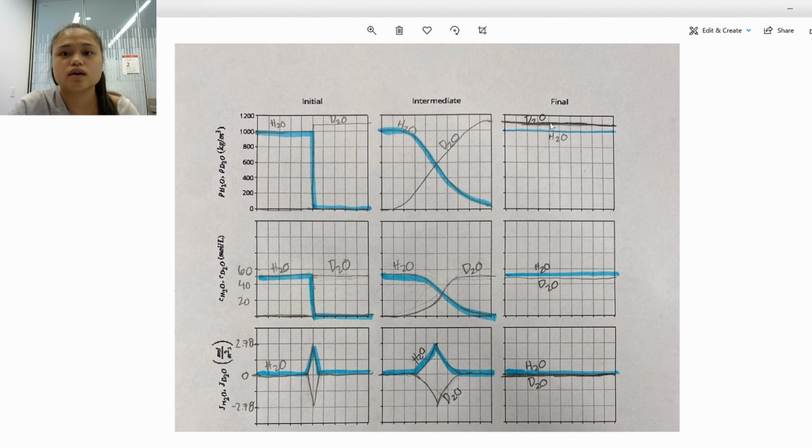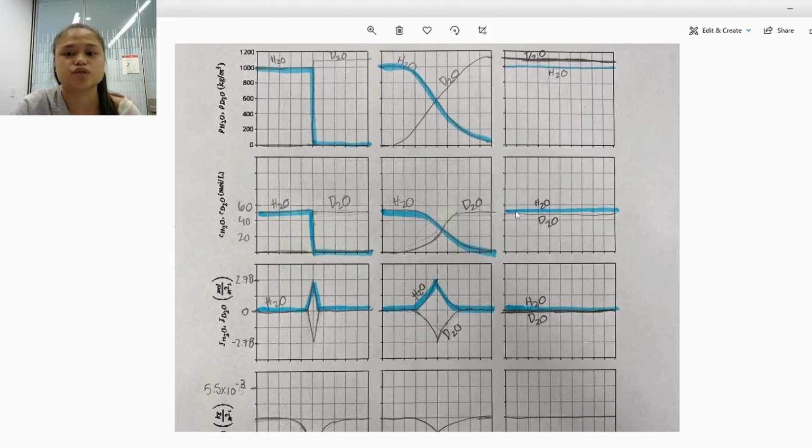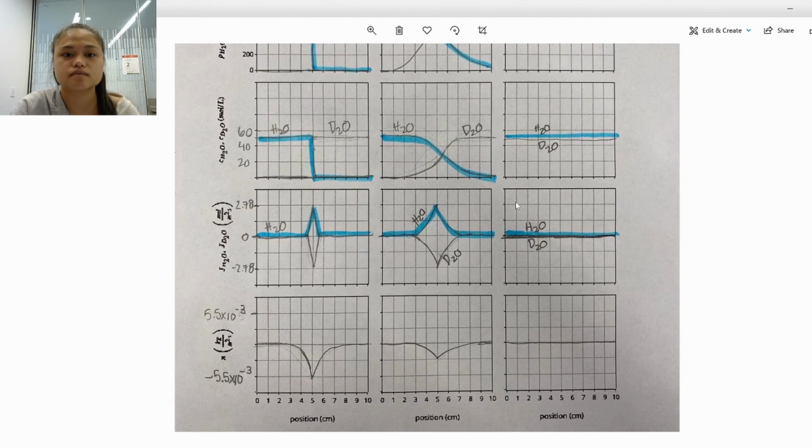And then in the final, they are uniformly distributed, so it's at that pure 1,110 kilograms per meter cubed for the deuterium oxide, and then it's at that 1,000 pure density for water. And it's just constant because it's uniformly distributed at that point.